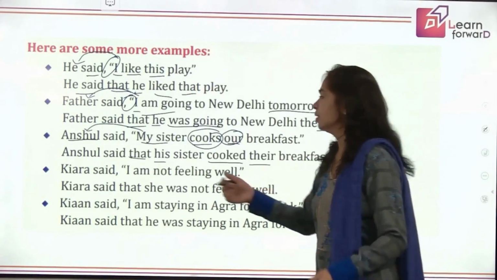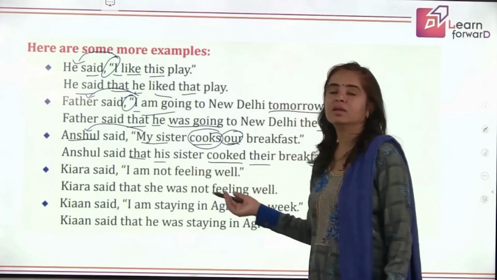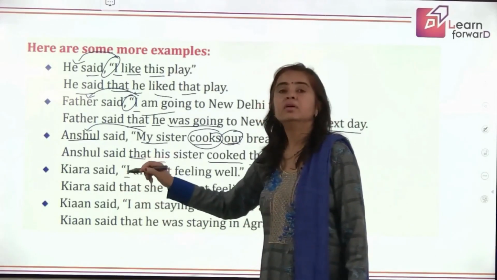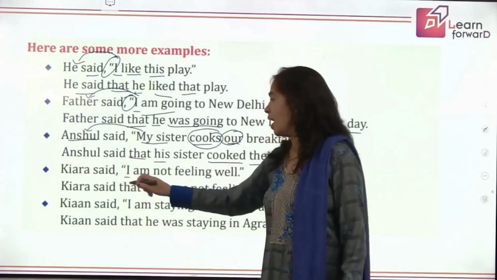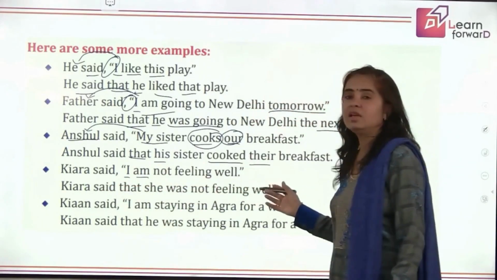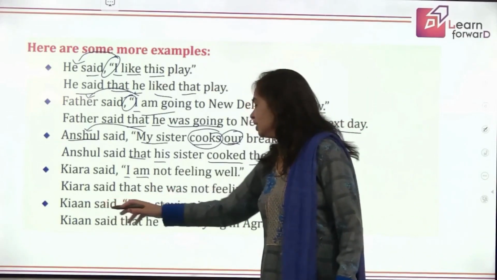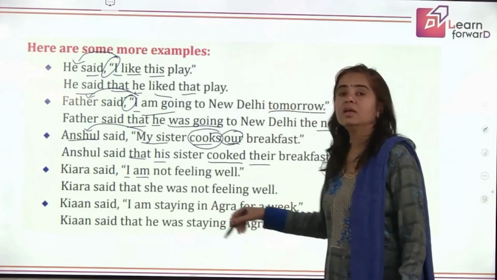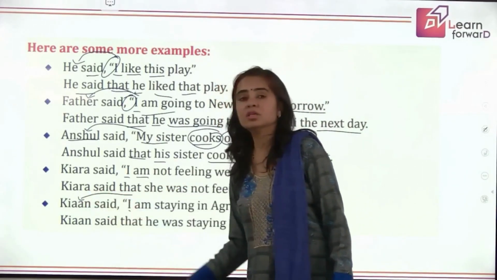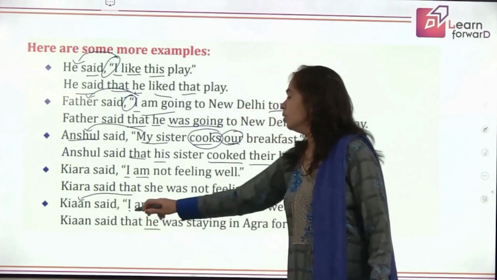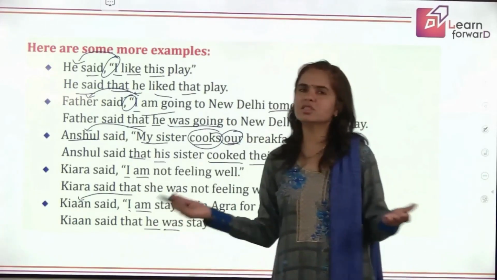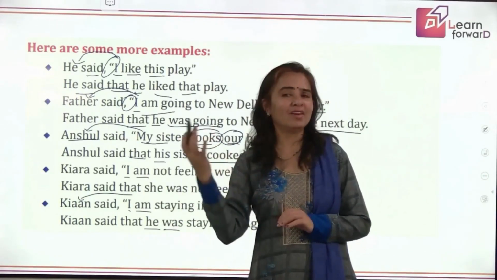Very good, children. So Kiara said, I'm not feeling well. Kiara said that I changes to third person, she. Am changes to past tense, was. Kiara said that she was not feeling well. That's it. Next, Kian said, I'm staying in Agra for a week. Kian said that I changes according to the subject. It becomes third person. Kian said that he. Present changes to past. He was staying in Agra for a week. It's so simple and easy. Do you agree? Can we move ahead?